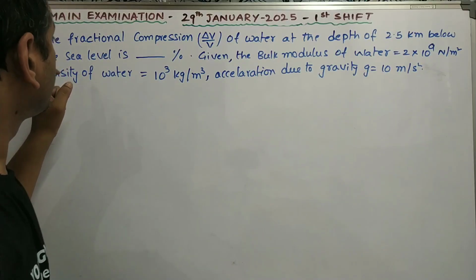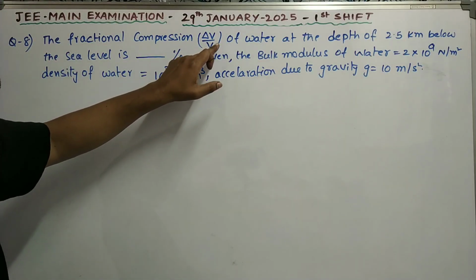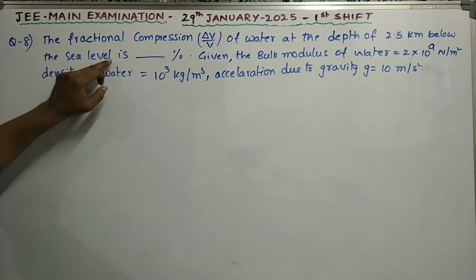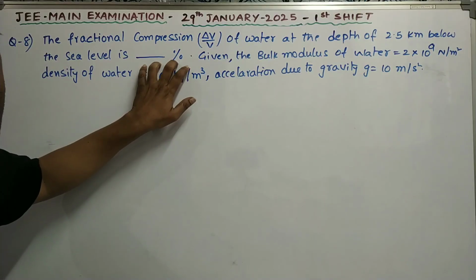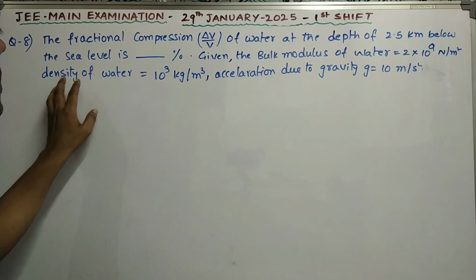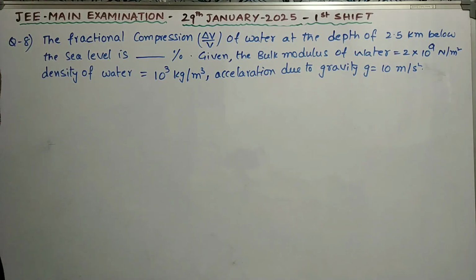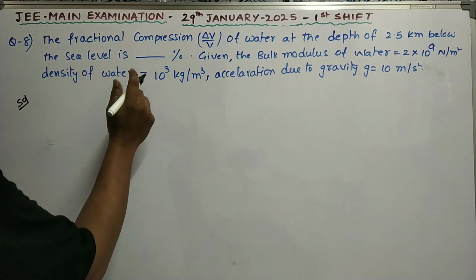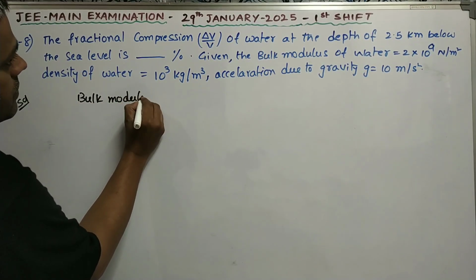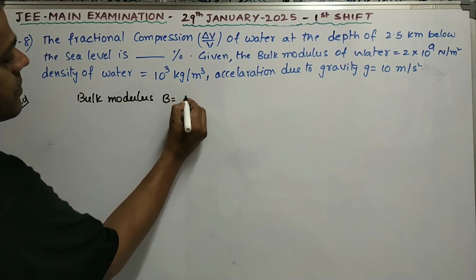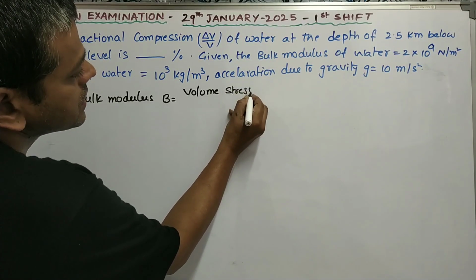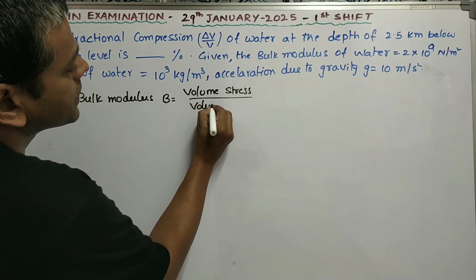The eighth question: the fractional compression delta V by V of water at a depth of 2.5 kilometer below the sea level is some percentage. For that, some data is given: bulk modulus of water, density of water, acceleration due to gravity. So first, the bulk modulus B is equal to volume stress by volume strain. You know very well.